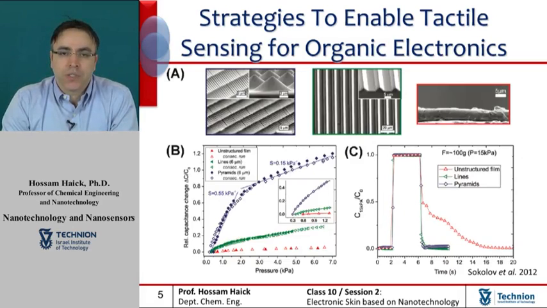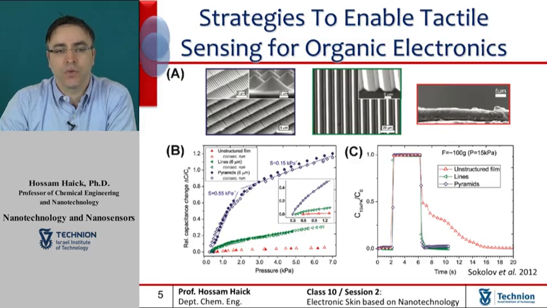Figure A on the screen shows scanning electron microscopy images of structured pyramidal and line features and an unstructured cross-section of PDMS film. When the relative capacitance change was compared for both the microstructures and the unstructured thin films of the same thickness, the unstructured film exhibits little response even at pressure values higher than 5 kilopascal, while the microstructured films show significant response at low pressure values of lower than 2 kilopascal.